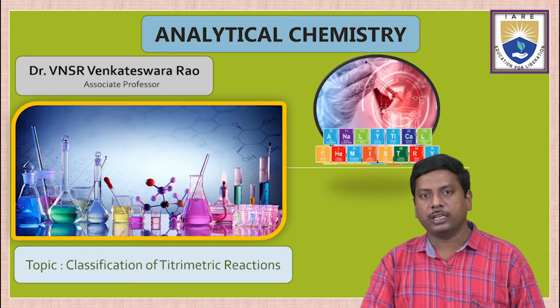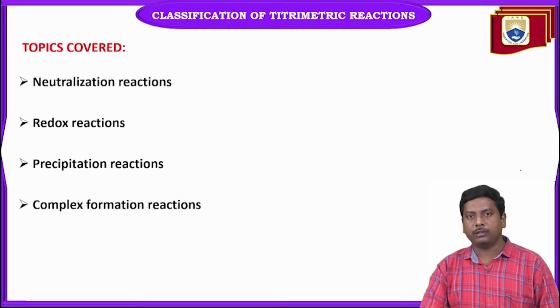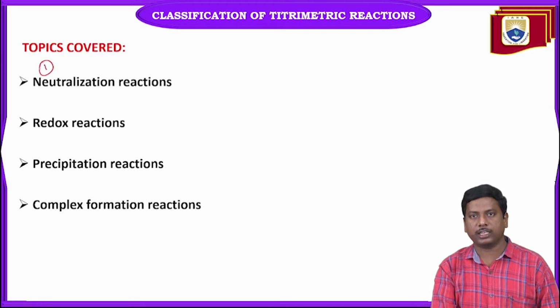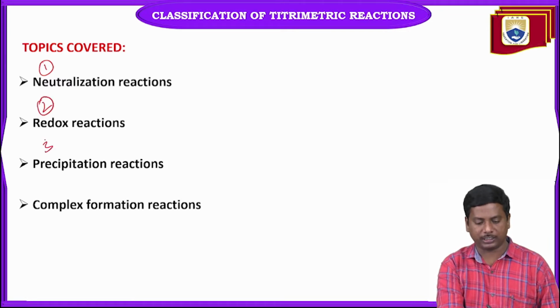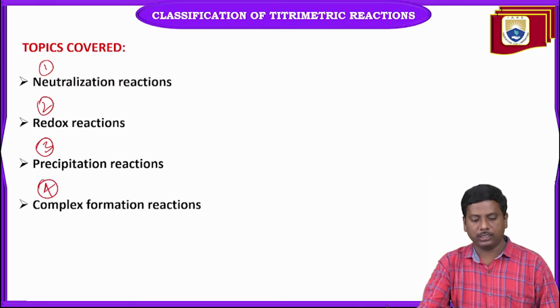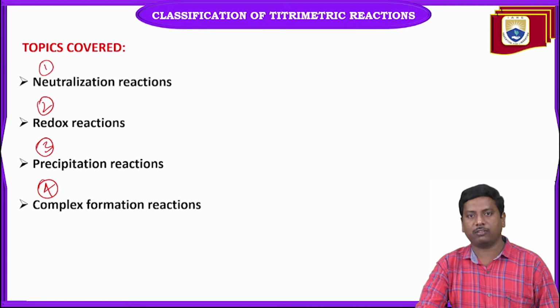Before starting the session, first of all, we see what topics are covered in today's session. There are mainly 4 types of volumetric reactions involved. The first one is neutralization reactions, the second is redox reactions, the third is precipitation reactions, and the fourth is complex formation reactions. So there are totally 4 types of reactions involved in the types of Titrimetric methods.